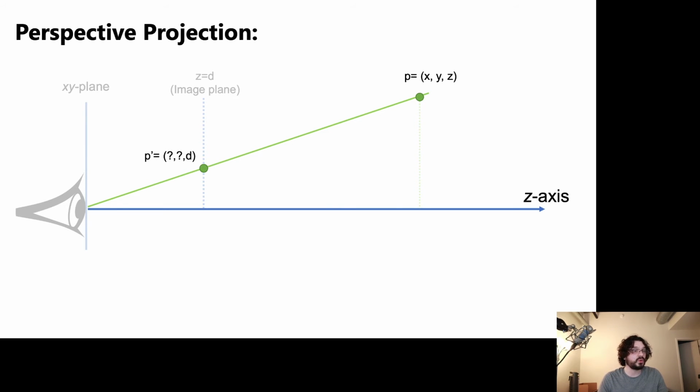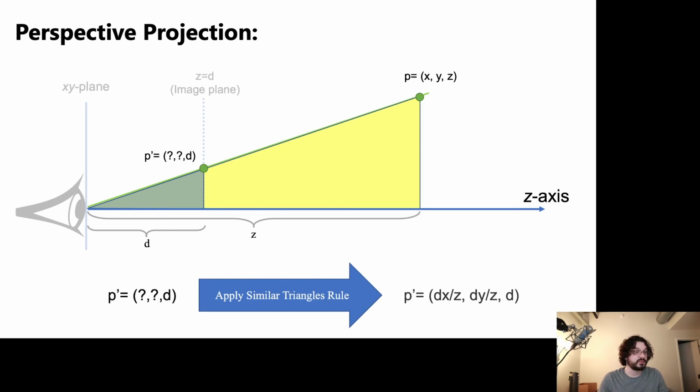Well, for this we can use old school similar triangles. We have one triangle defined by our point P and its projection onto the z-axis, and we have a second similar triangle defined by P'. And we know what the base length of both triangles is. All we need is the hypotenuse of the smaller one. So applying the rule for similar triangles here, we multiply the point P by d over z, which gives us dx over z, dy over z, and d.